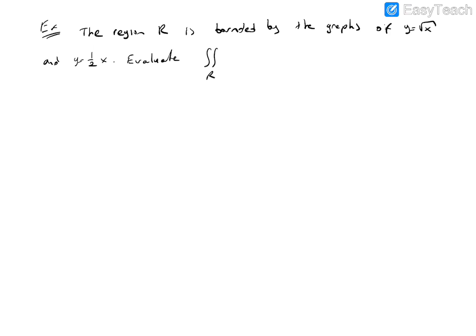The region R is bounded by the graphs of y equals square root of x and y equals 1 over 2 times x. Okay, so we should find this bounded region. This is our region. So evaluate the double integral of our function on the given region. Our function is 4x y cubed dA. Sometimes we can write dx dy, does not matter. Instead of dA, it can be written in this form.